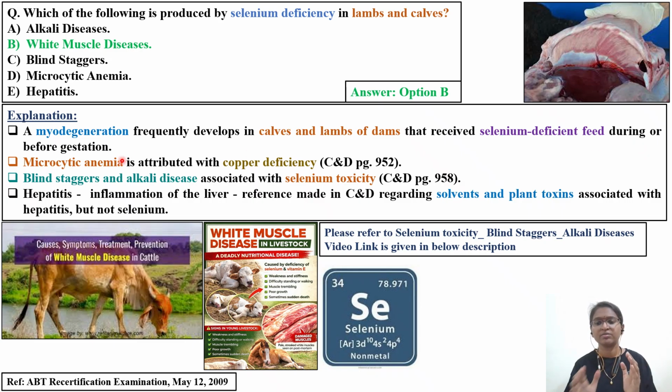So there is a pregnancy window, particularly during the gestation period. If these grazing animals are consuming fodder, the grass which is deficient in selenium, then particularly the calves and the lambs which are born have white muscle disease called myodegeneration. Next, we'll discuss option D, that is microcytic anemia. Microcytic anemia is attributed to copper deficiency. So which metal will cause microcytic anemia? The answer will be copper.